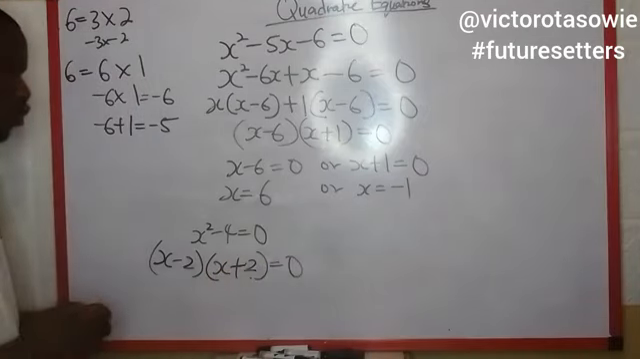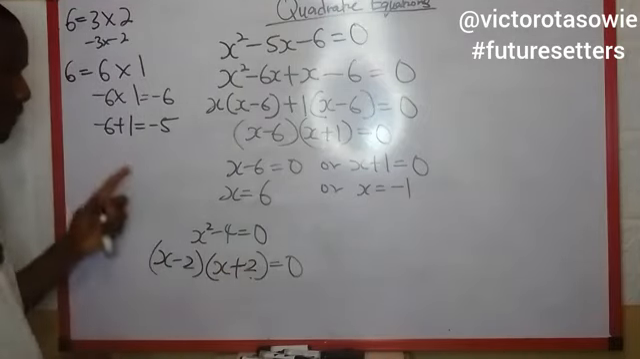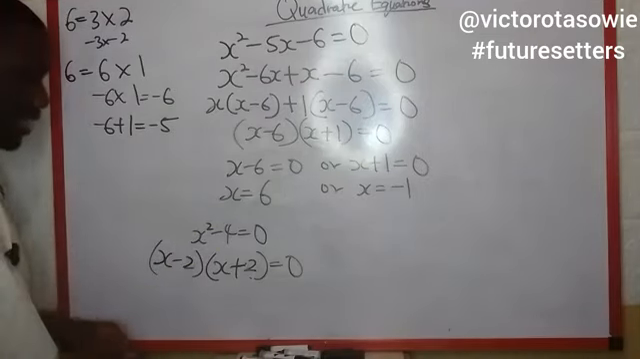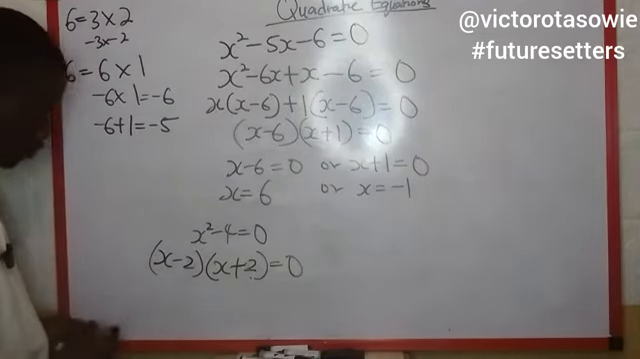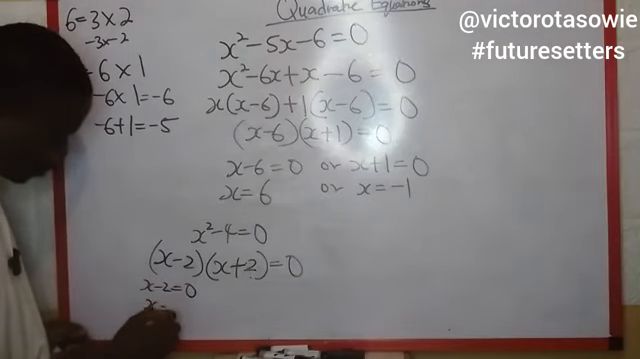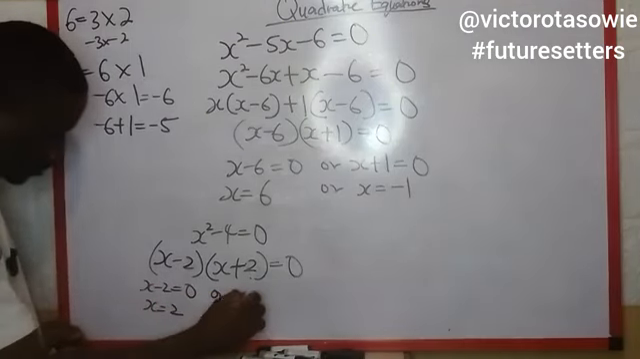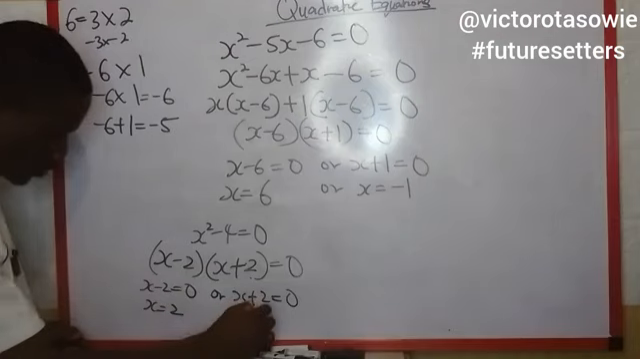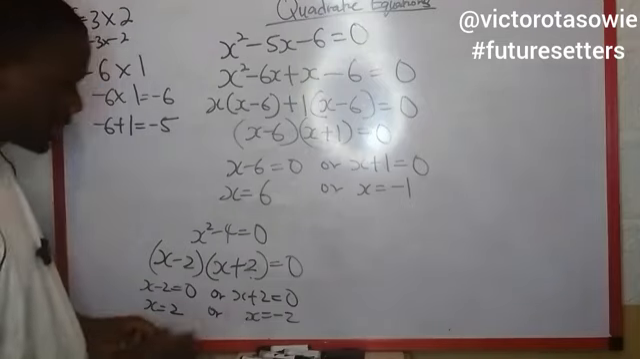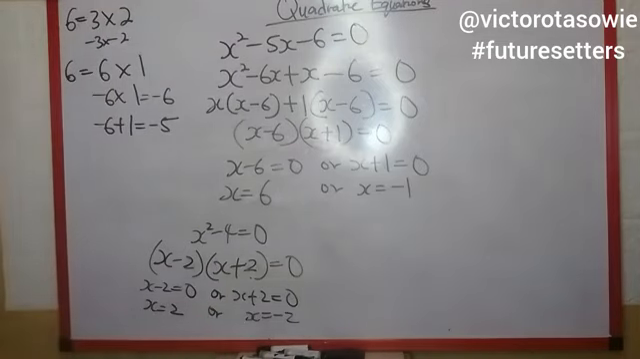So you find the square root of x squared, then you put a minus sign. You find the square root of 4, which is 2. So the answer will give you x minus 2 and x plus 2. So you equate x minus 2 equal to 0, which will give you x equal to 2, or x plus 2 equal to 0, x equal to minus 2. So you can either have it as minus 2 or plus 2.